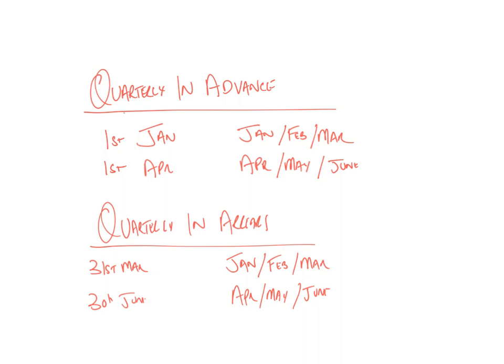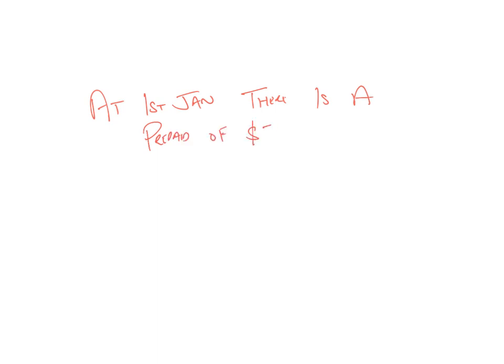So, one more thing, and then there are a couple of points in theory which I need to discuss. One more thing is, sometimes a lot of questions come where you have to calculate the monthly rent. So for example, if I tell you that at 1st January there's a prepaid of $700. Okay, and let's say we make the payments quarterly in advance.